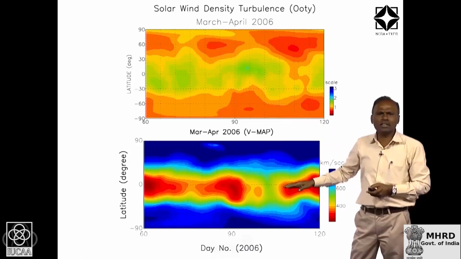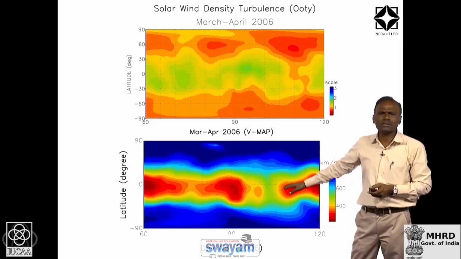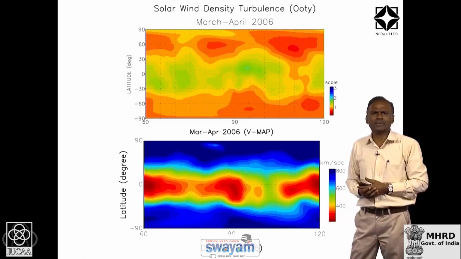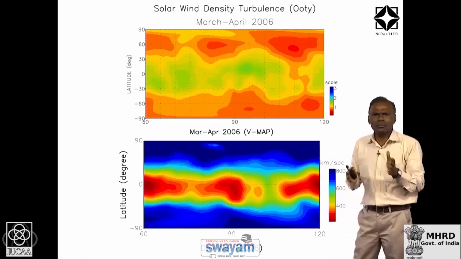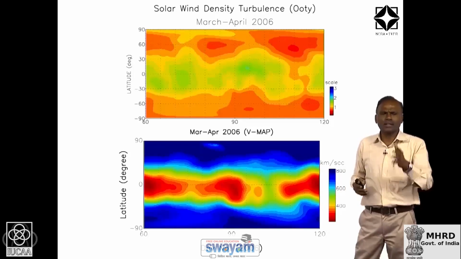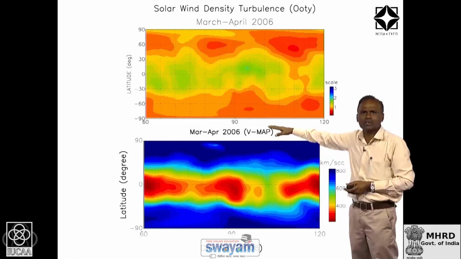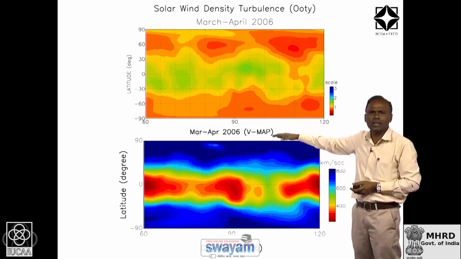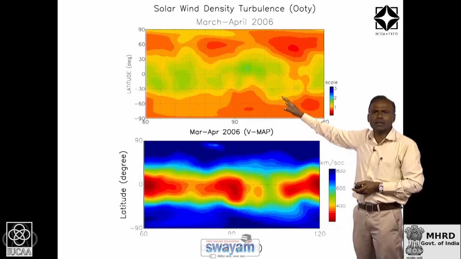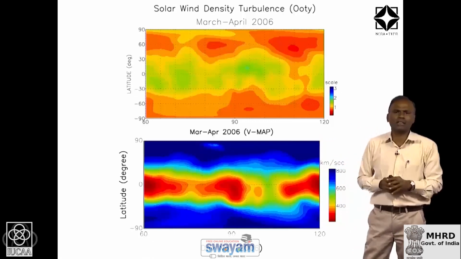So, this covers approximately 60 days actually. So, March and April. Okay. So, the density turbulence, so this goes from south pole to the north pole, similarly south pole to the north pole. So, within 60 days the solar wind has a large structures actually.